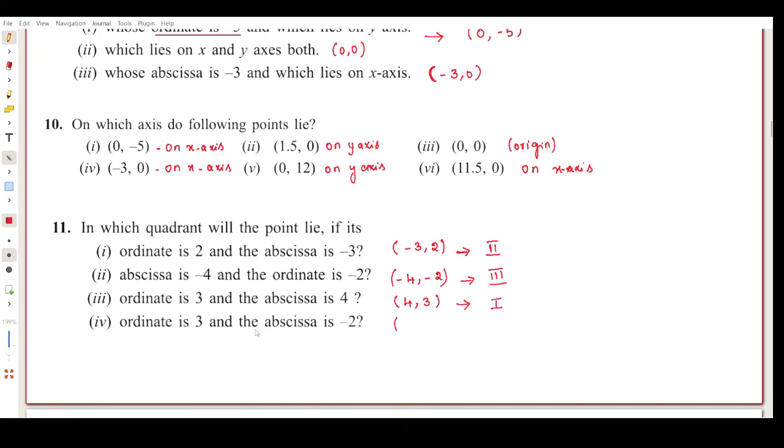Next, ordinate is 3, abscissa is minus 2. Abscissa is minus 2 and ordinate is 3. Now this is minus comma plus. Minus comma plus will be in the second quadrant.